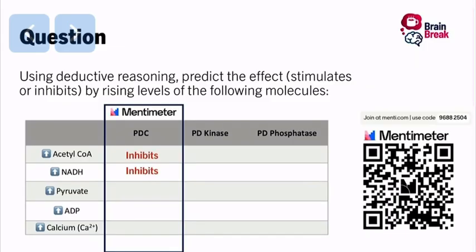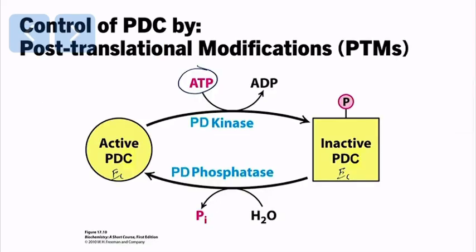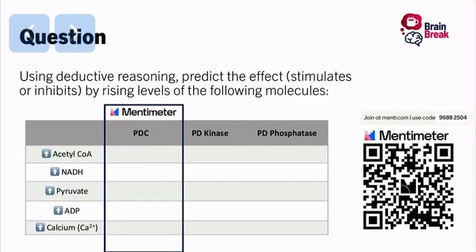So looking at this process, as we mentioned, acetyl-CoA and NADH inhibit the pyruvate dehydrogenase complex. Now the kinase we talked about a second ago, this PDC kinase, will turn pyruvate dehydrogenase from its active form to its inactive form. So let's write this: inactivates, and this activates.